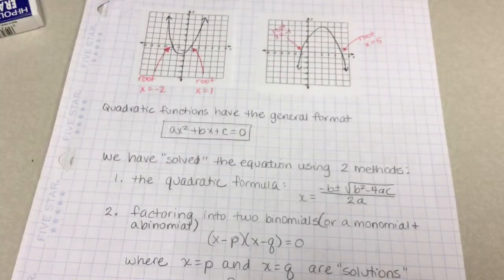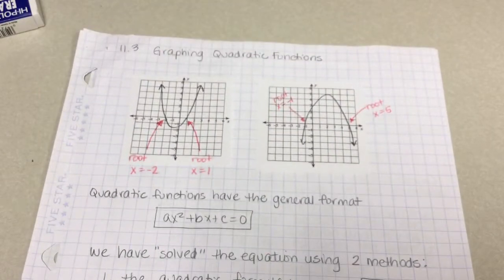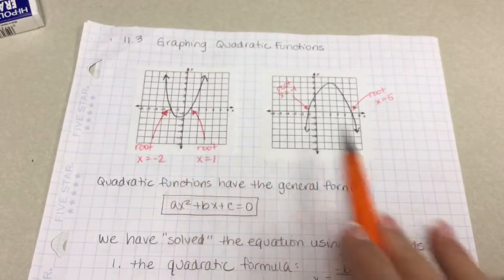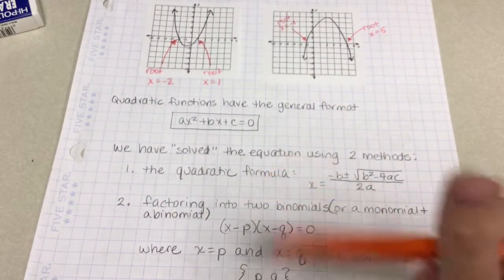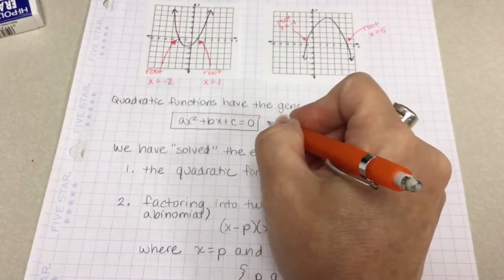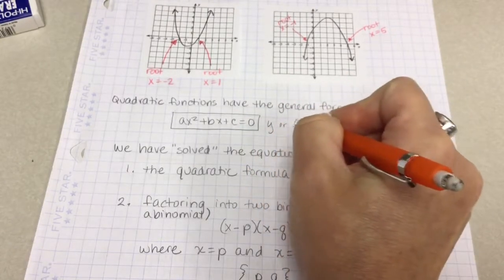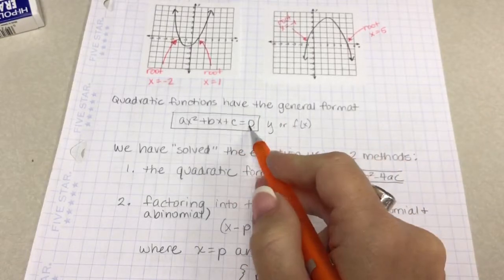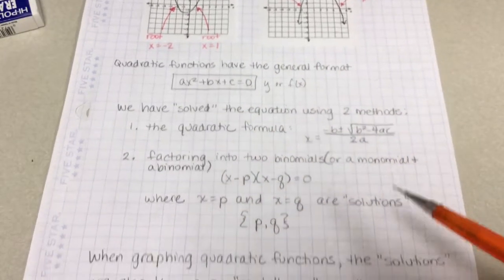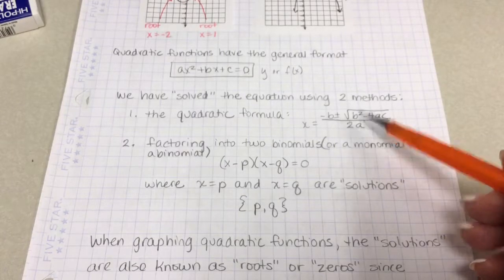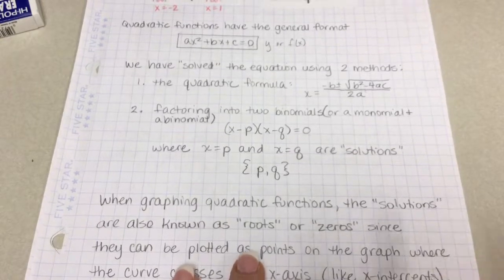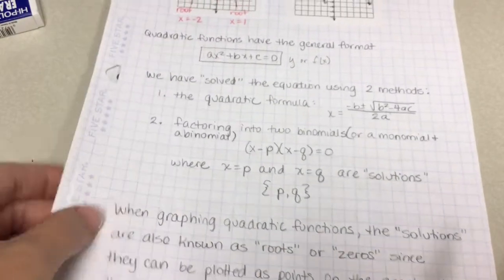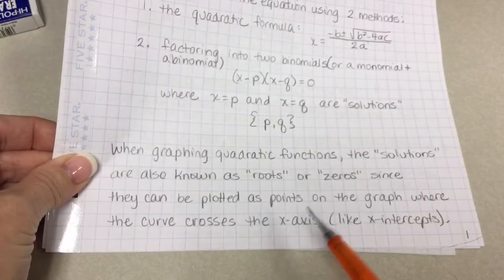So let's start looking at our notes. And here we go. Quadratic functions, like I said, can either be facing up or facing down. They're also called parabolas. They have this general format where actually this is going to be either y or f of x. But to find the x-intercepts, you would set it equal to 0. Like I said, we've used the quadratic formula or factoring, and we got values for x. When we get those values for x, we call them zeros or roots or solutions, and that's actually where it's going to cross the x-axis, and we call them x-intercepts.